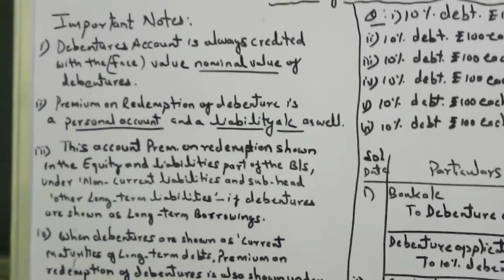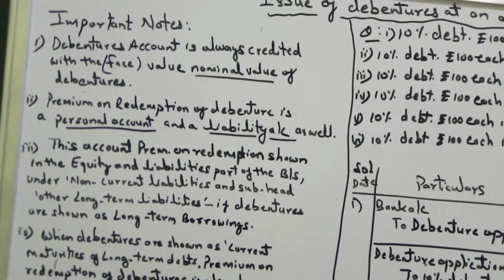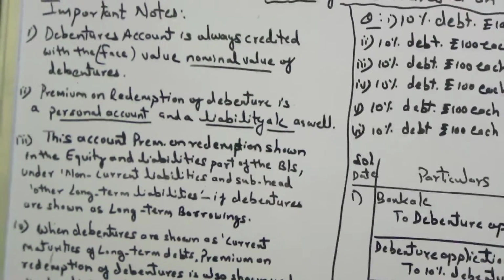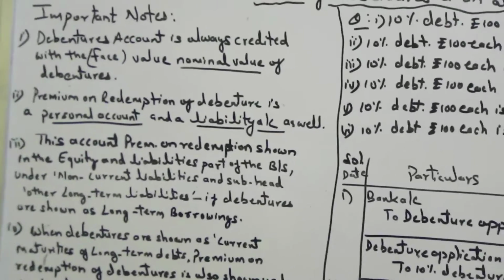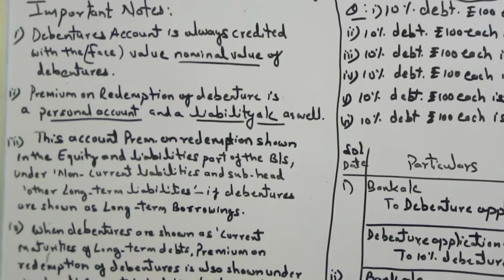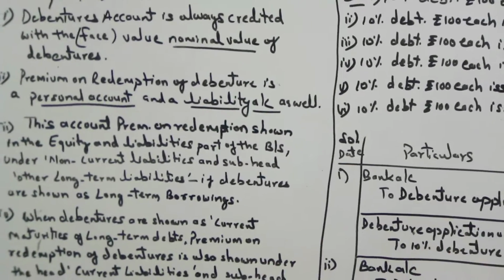So first I would like to start with the important points which are a part of this lesson. As you can see, the first point: the debenture account is always credited with the face value or nominal value of the debentures. As we have seen, whenever we pass an entry, many times I have repeated this, the debenture account should always get credited with the nominal value.